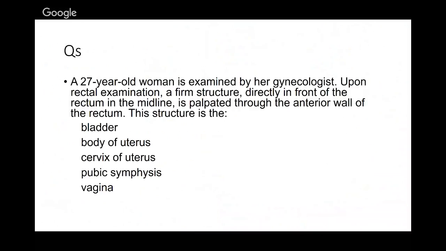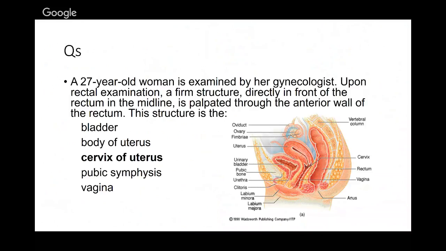So the answer is the cervix of the uterus. The key word here is it's a firm structure. You can palpate a lot of things in a rectal examination, depending on how far you can reach and the position as well. But because it's a firm structure, then it's the cervix.